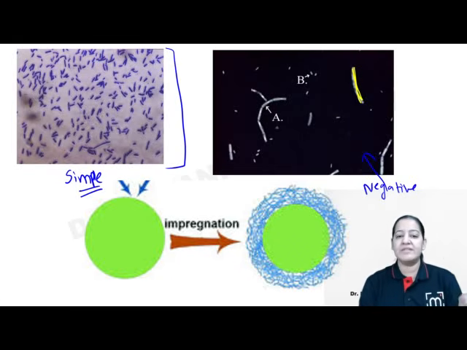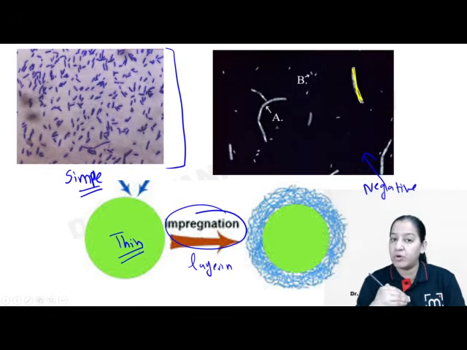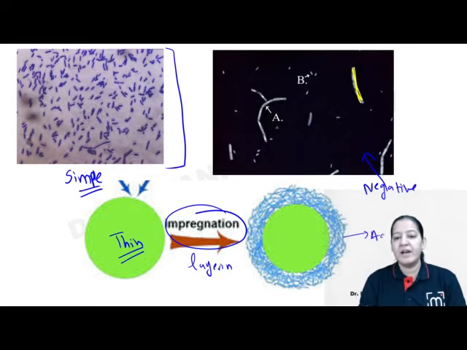The third stain we have seen is the impregnation stain. Impregnation means layering. So when the bacteria or the organisms are too thin, the structures we want to see are too thin, we do the layering. The layering is done with silver. We make them thick so that we can easily see them. That is the concept of impregnation stain.